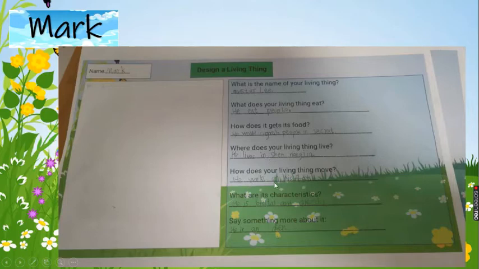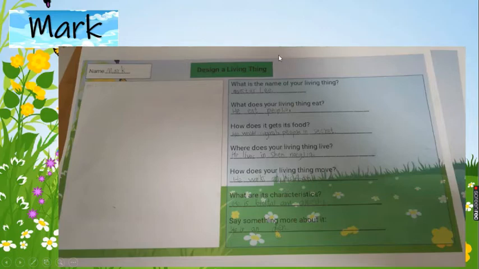How does your living thing move? Well, he walks on his feet. Monster Lee walks on his feet. He is brutal and greedy. Oh my god, a very scary monster. Well, say something more about it. It is an alien. If it's an alien, is it a living thing?